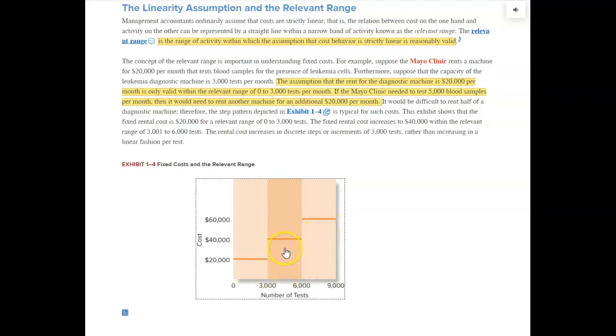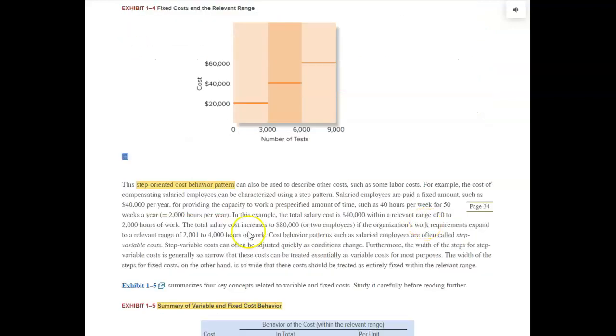So this is a relevant range within each of these categories. Once you get past this relevant range, then the assumption changes. We have to jump up a cost. This is also called a step cost, because you can see a little stair step here. We have this range at a certain cost. You go past this point, it jumps. It's not a smooth line. It jumps like another machine to be rented, and then another one. This is called a stepped cost, a step-oriented cost behavior pattern. That's what that is.